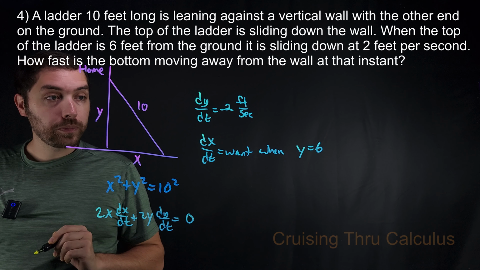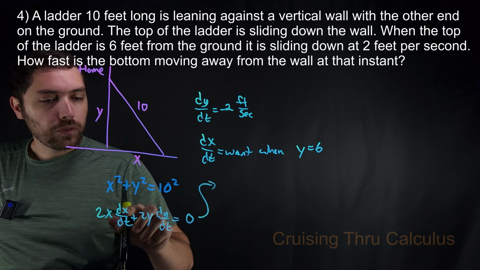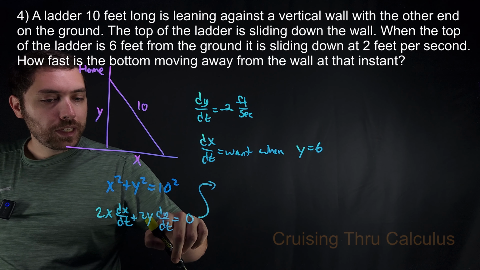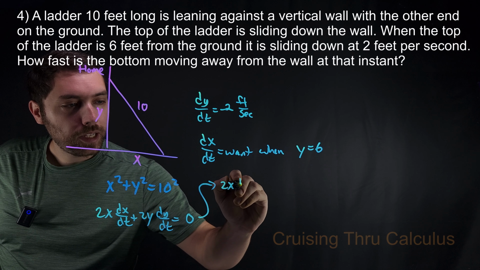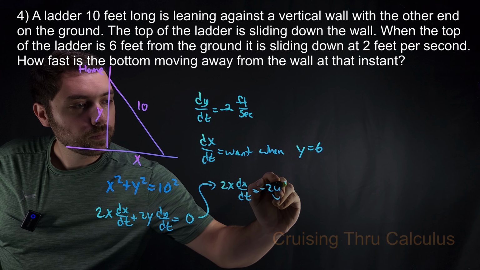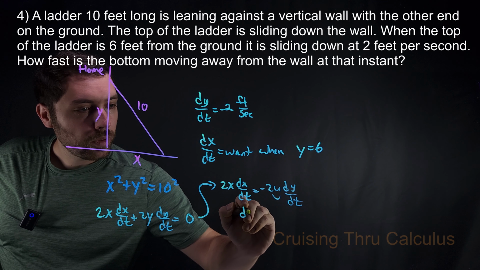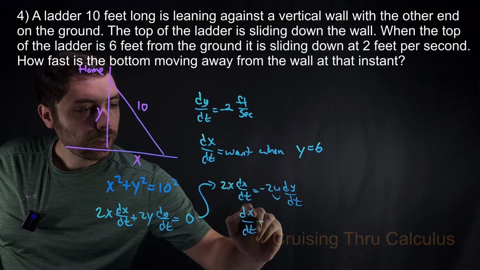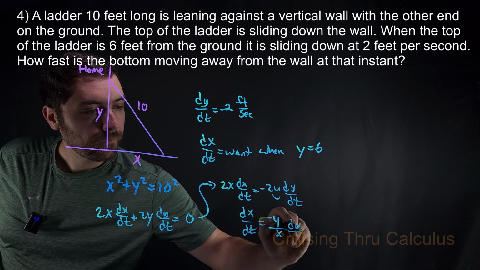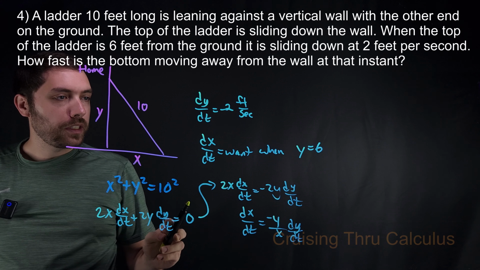is always 0. Okay, now they wanted us to find dx/dt, so why don't we solve for dx/dt? Let me subtract the 2y dy/dt to the other side, and then let me divide both sides by 2x. When I divide by 2x here, that will cancel with this 2 over here, and we'll be left with this, negative y over x times dy/dt.